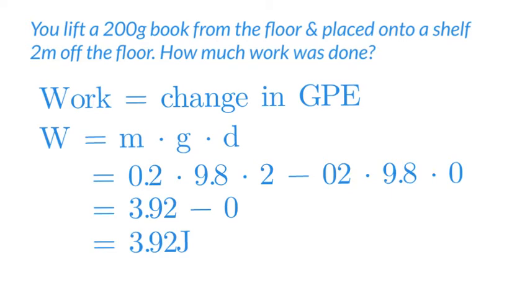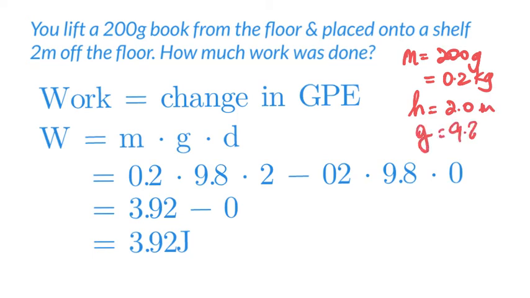I've got you lifting a 200 gram book off the floor. So we've got a mass of 200 gram. Now that's not in the right form. It's got to be divided by 1,000 to turn it into kilograms, so it's 0.2 kilograms. We've got a height of 2.0 meters, and gravity is 9.8. Right, so let's put these in.